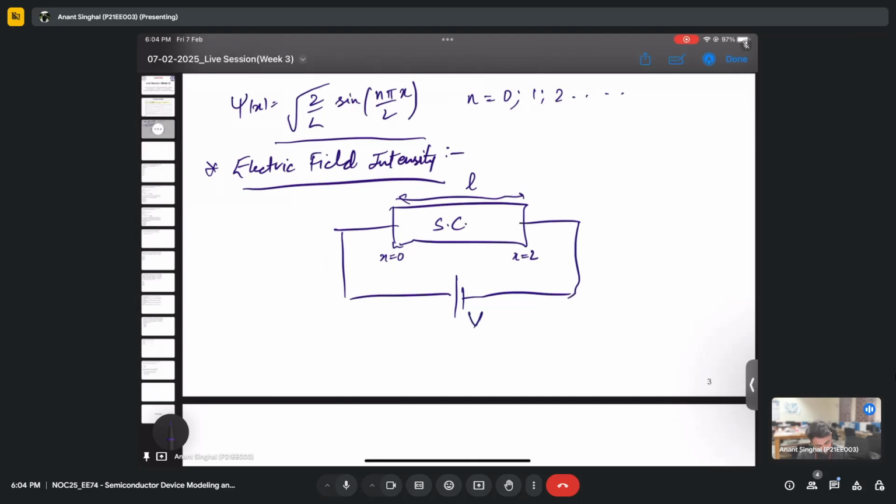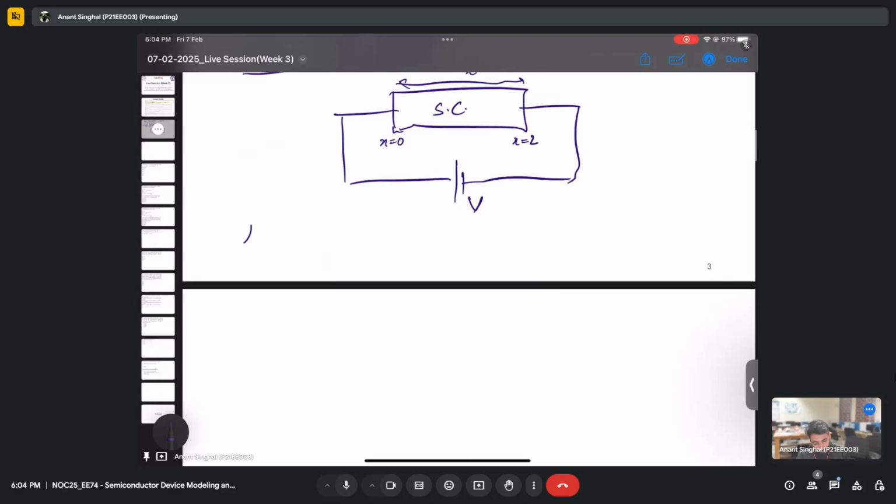Electric field intensity is nothing but the change in the voltage with respect to the position along the semiconductor bar. For this particular case, let's consider the corners. The voltage at x equals 0 is 0, and at x equals L it is V.